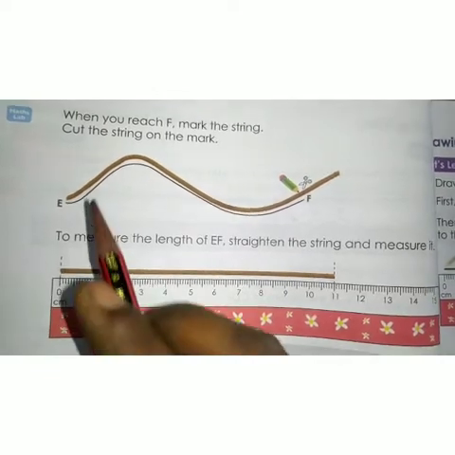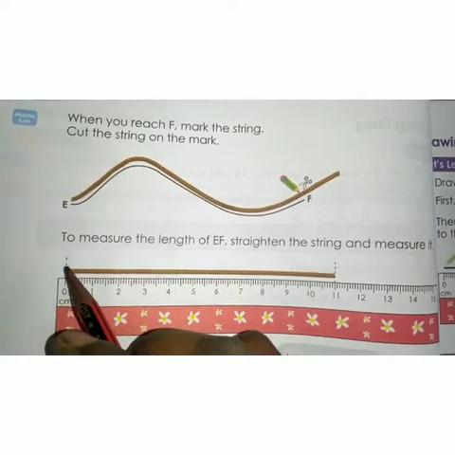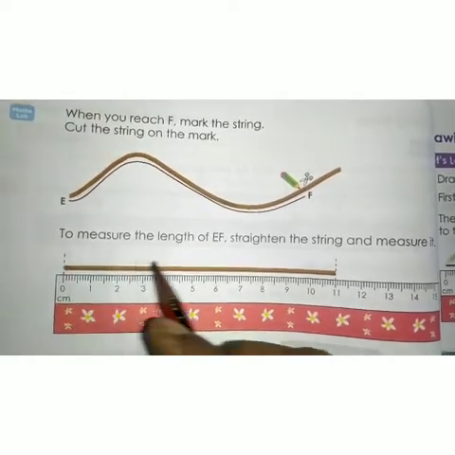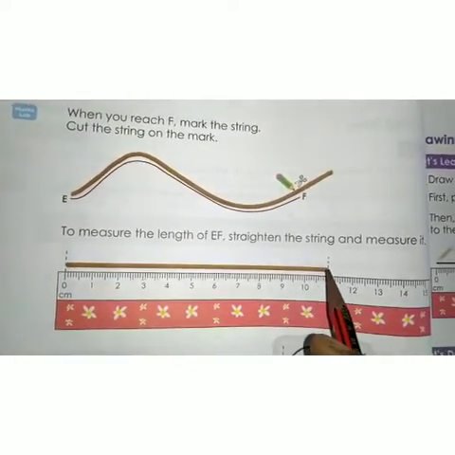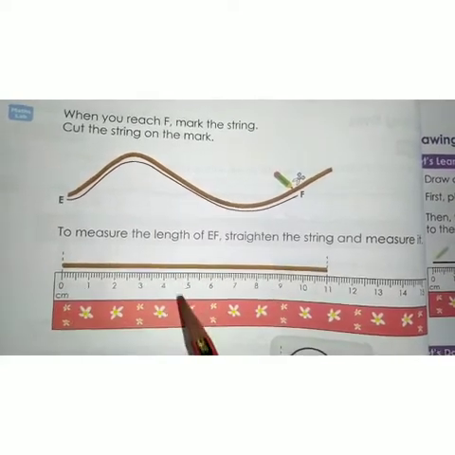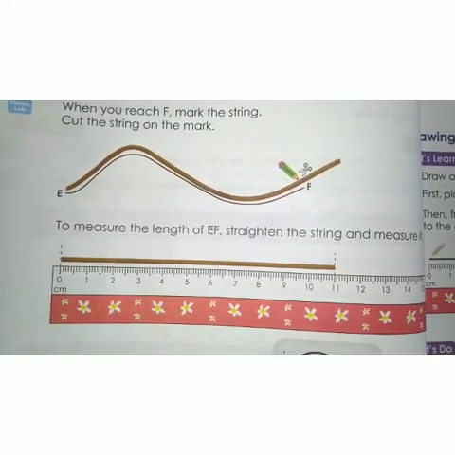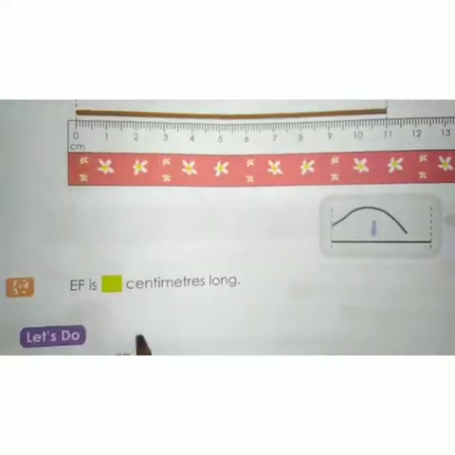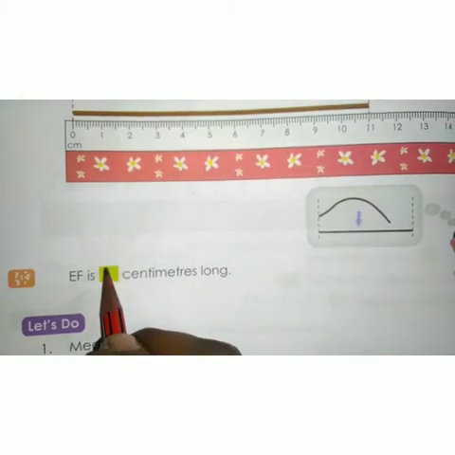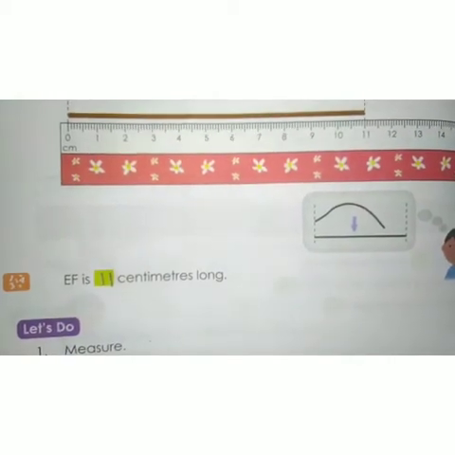Hope you are clear. The starting point E should start at the origin of the scale, 0, and end at 11 centimeters of the scale. So the length of the string is 11 centimeters. You have to write here as 11 centimeters. Hope you are clear, children.